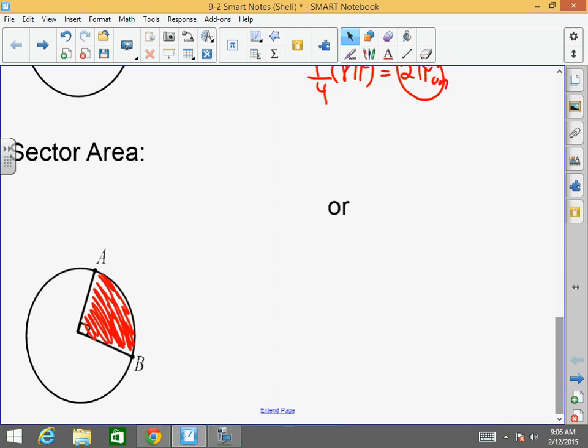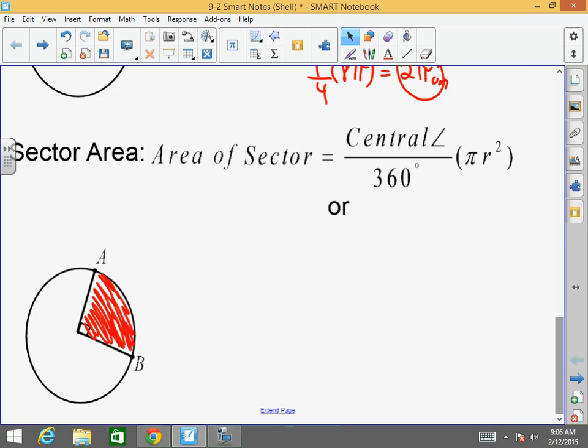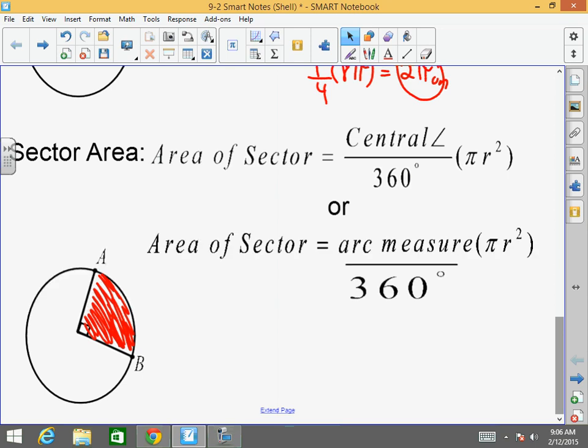And the sector area is the central angle divided by 360, or the arc measure divided by 360, times pi r squared. Sometimes they give you the central angle, guys. Sometimes they give you the arc measure. That's why you got to know both ways. So in this particular case here, again, my central angle is 90. So that means that my arc measure is 90, because central angle equals the arc measure, vice versa.